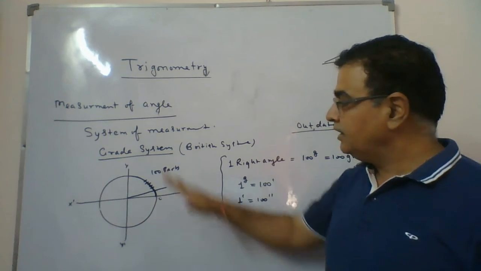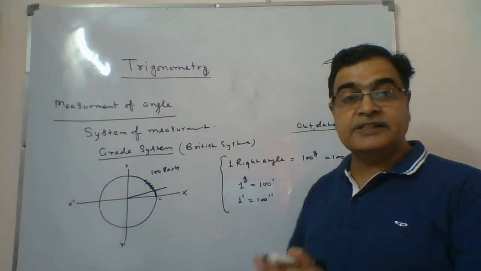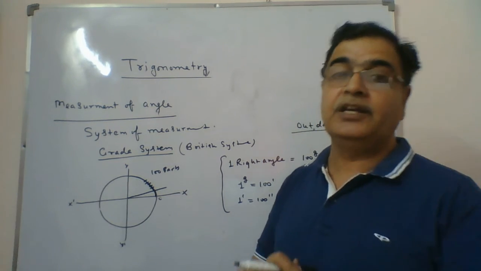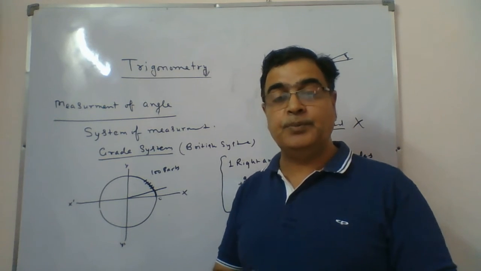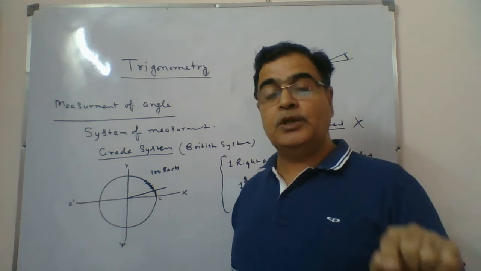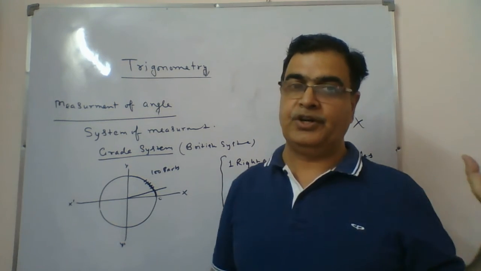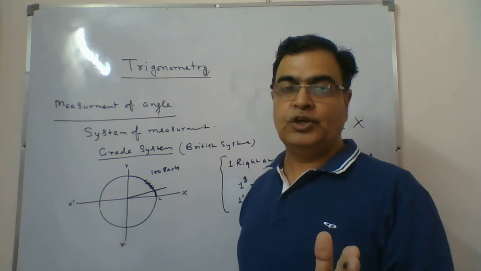Is this clear? So this is the grade system, system number 2. The third system, which we will explain in the next video, is the circular system, and this is the system we are going to use in the remaining trigonometry. So this is the important one.